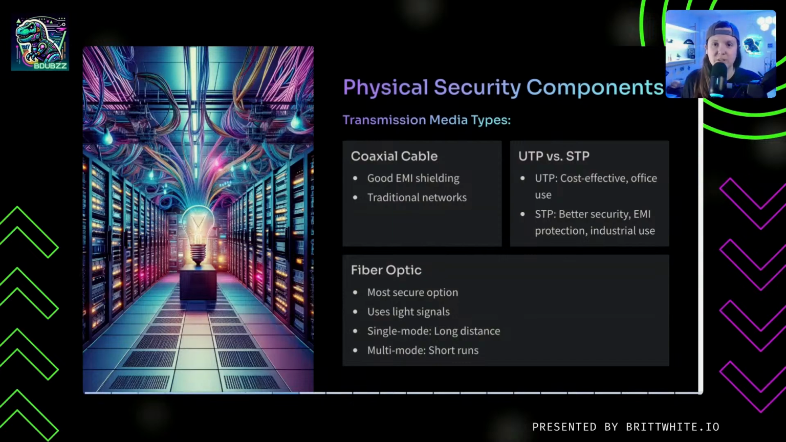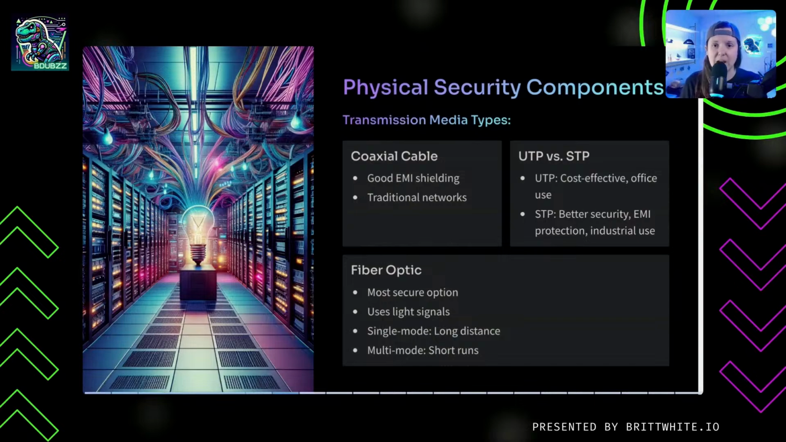For Ethernet connections, we have two choices. UTP, unshielded twisted pair, is cost-effective and commonly used in office environments, but it's susceptible to eavesdropping and electromagnetic interference, or EMI. That's why in industrial settings or areas with high electromagnetic activity, we use STP, or shielded twisted pair, which adds electromagnetic shielding for better security.